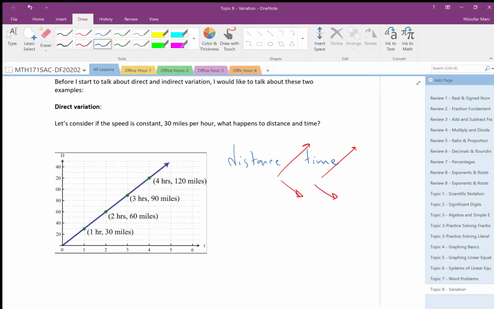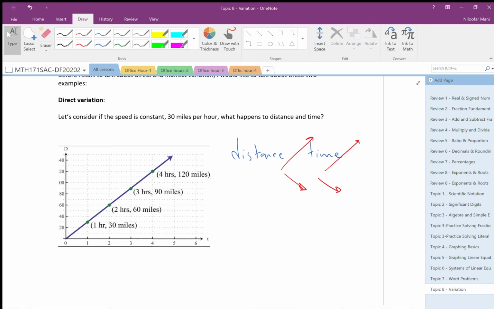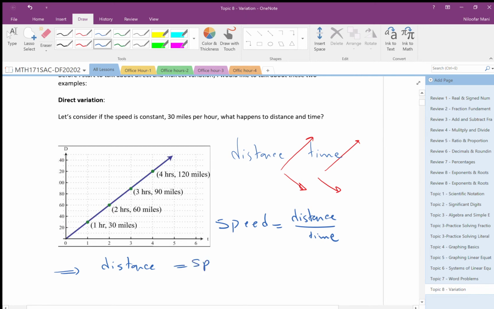The formula, in reality, is this: speed is distance over time. Therefore, I have distance equals speed multiplied by time.